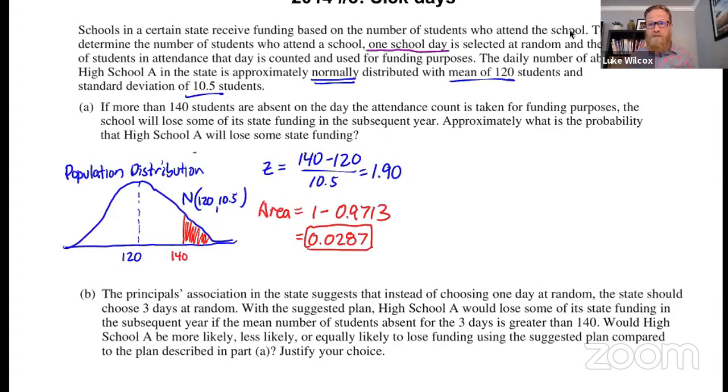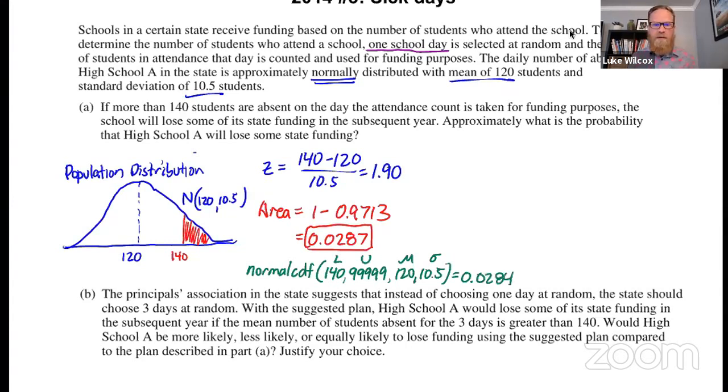Now, some of you may have been trained or are familiar with a calculator function, which will do this same thing for you. So let me make note of that. The calculator function is normal CDF. If you are using this as work shown, you need to make sure that you clearly identify your inputs. So 140 up to some very, very large value with a mean of 120 and a standard deviation of 10.5. I'm going to label each one of those: lower bound, upper bound, mean, standard deviation. And the calculator is going to give you almost exactly the same answer here.